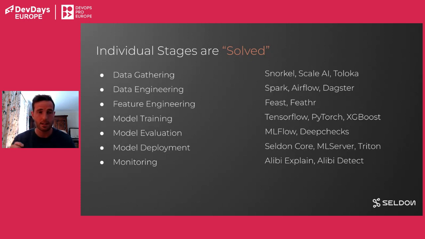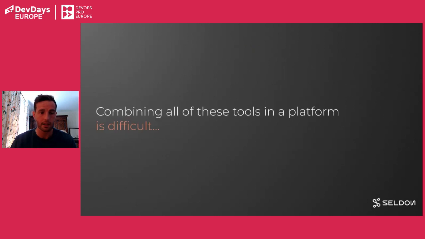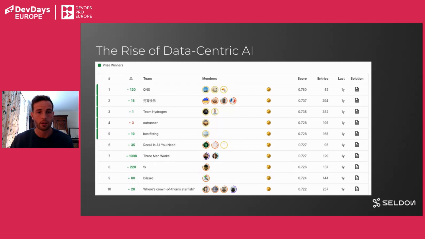So as I said, each of these individual stages are pretty well solved now. The challenge is taking all of those, combining them together, and building an integrated platform that allows you to reproduce all of these steps in a nice, uniform fashion. Now, on top of that, what we're also seeing in the general machine learning field is the rise of data-centric AI as a movement. Now, what's all this about?